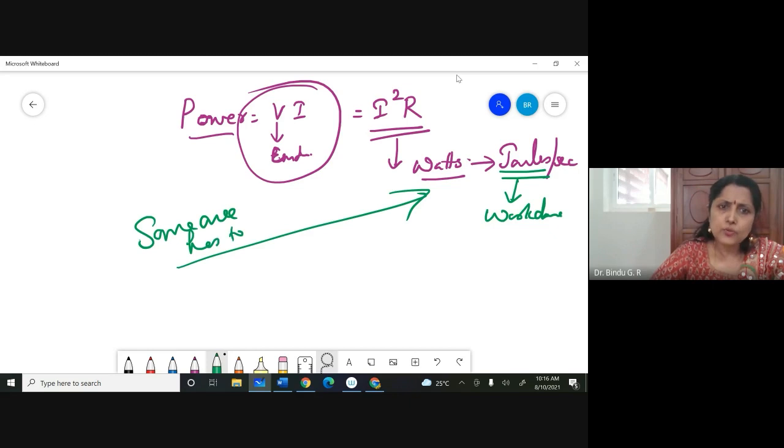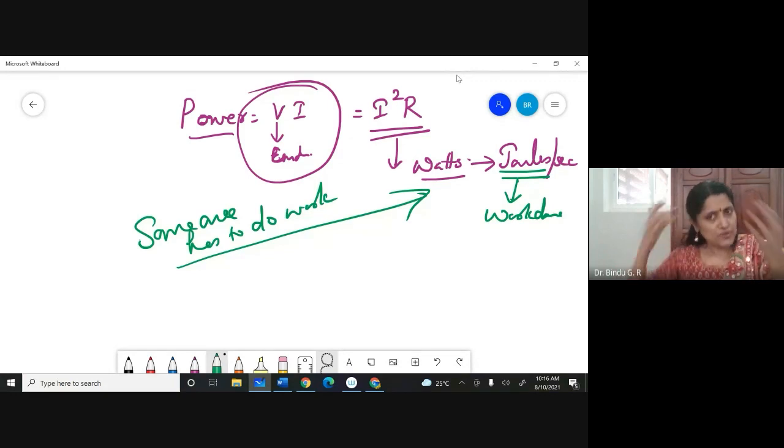Someone has to do work, isn't it? In order to produce induced EMF, in order to produce power, in order to produce electrical energy, somewhere someone has to do work. Who is doing the work? The coil has to be rotated within the magnetic field, or a magnetic field, north and south pole, has to be rotated within a core where you have many conductors. So someone has to do work. Anyway, it has to be rotated. It has to change its position.